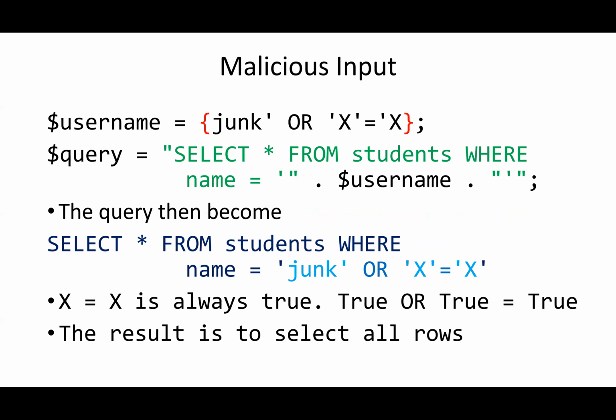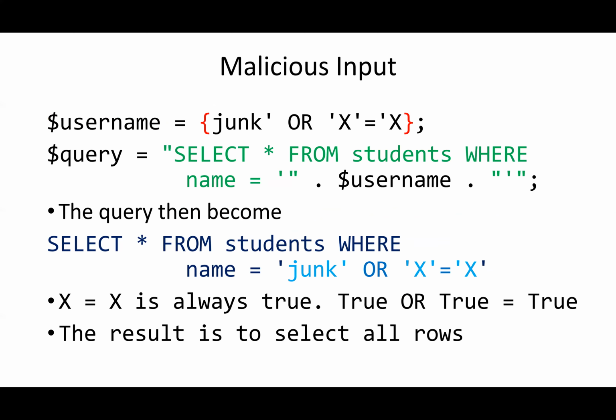Okay, there we go. So we have the same command there in the middle query, but now we're going to enter something in here. Like in this case, we're going to enter junk' or 'X' = 'X', and then put that in here. And that's going to come out as we show down at the bottom in the select statement. Now the where is name equals junk or 'X' equals 'X'. Well, 'X' equals 'X' obviously is always true.